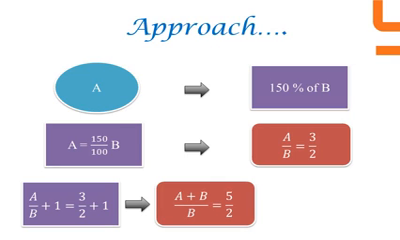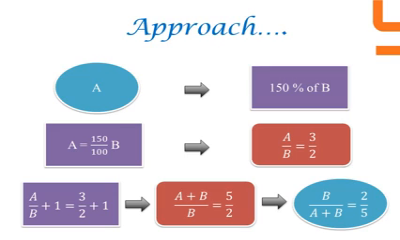So now you have got A plus B divided by B. The value is 5 by 2. What do you want in the question? It is B by A plus B. So what do you do? You just take the reciprocal. So B by A plus B will be equal to 2 by 5.